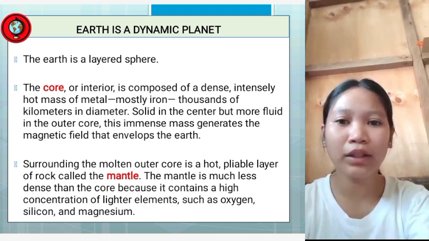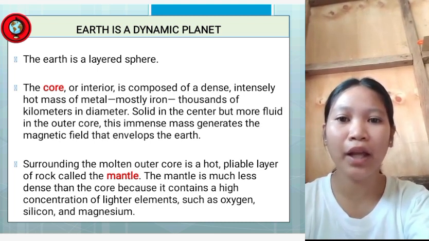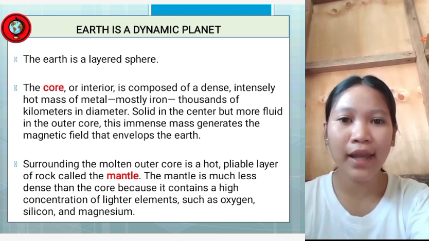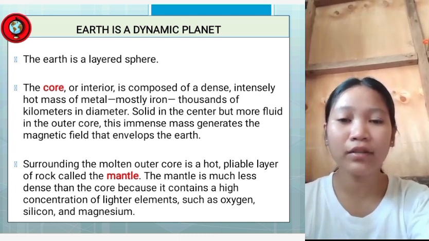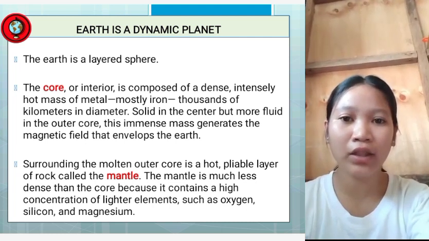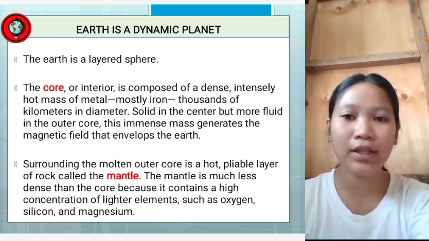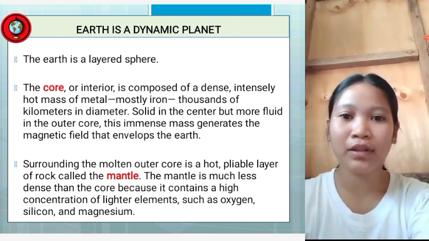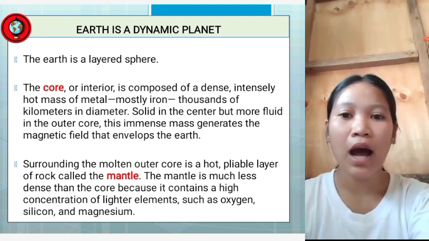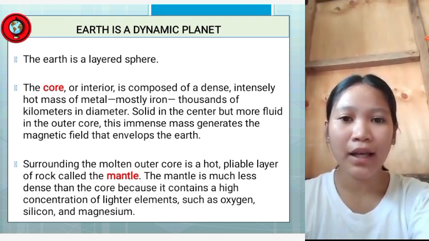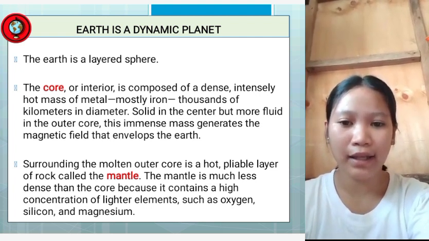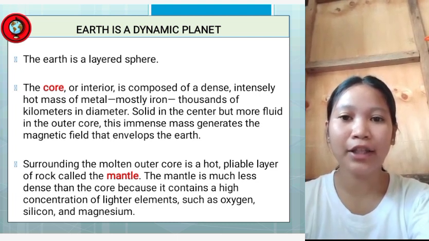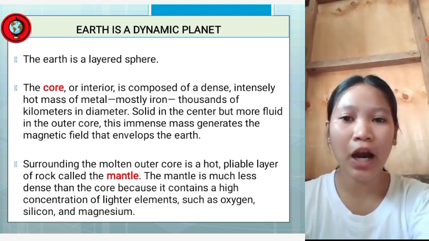Surrounding the molten outer core is a hot, pliable layer of rock called the mantle. The mantle is much less dense than the core because it contains a high concentration of lighter elements such as oxygen, silicon, and magnesium. So the Earth's layered structure comprises a solid inner core and a liquid outer core, primarily composed of iron and nickel. The outer core's motion generates Earth's magnetic field. It is vital for protecting our atmosphere.